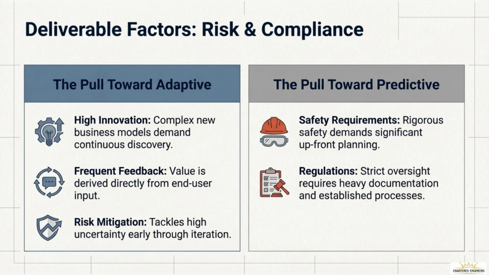On the other side, we have the pull toward predictive. This is often driven by external factors like safety requirements and regulations. If you are building a medical device or a nuclear power plant, you cannot iterate your way through safety. These projects require rigorous, significant upfront planning to ensure every possible failure point is accounted for before work begins. Strict oversight from regulators also usually requires heavy documentation and established, repeatable processes that are hallmarks of a predictive approach.